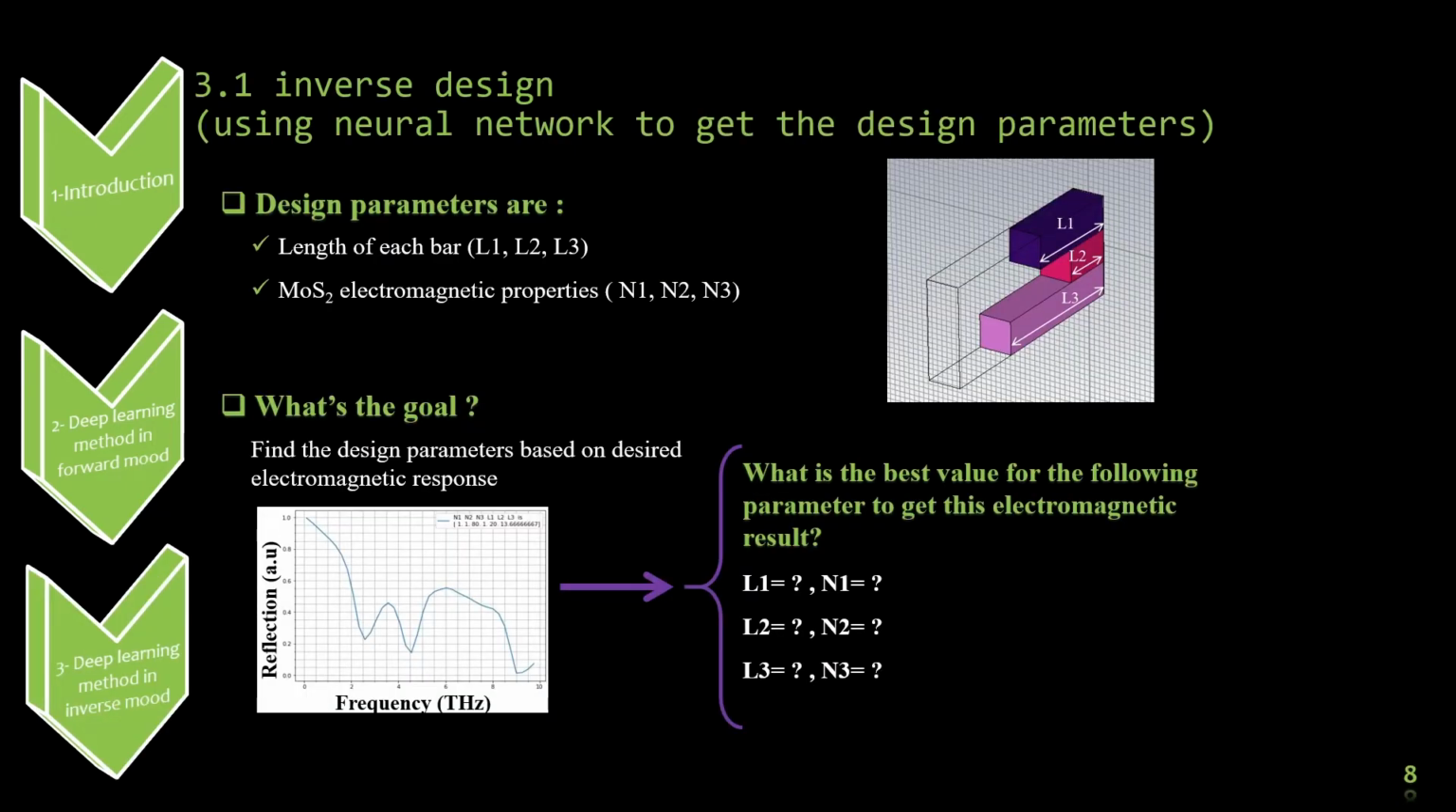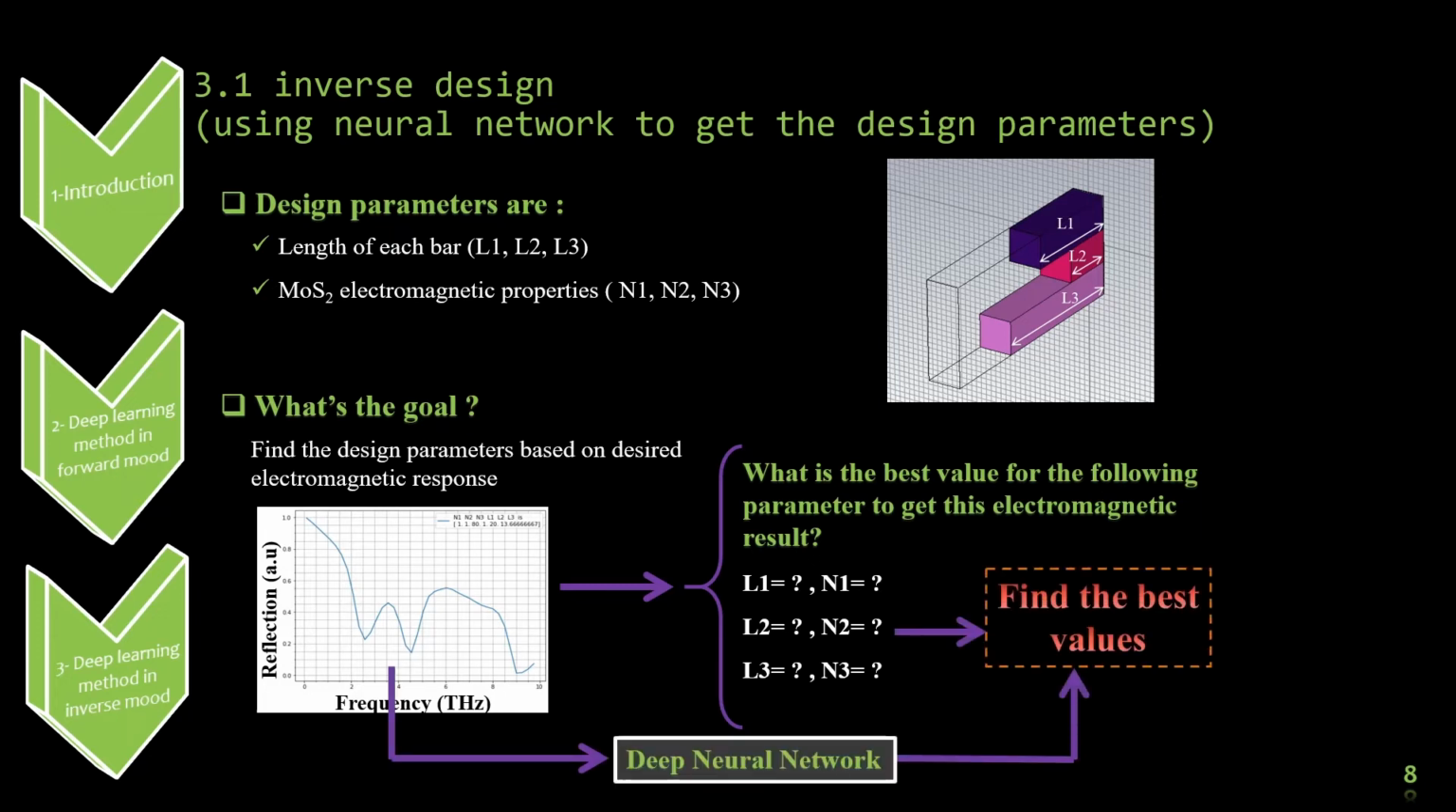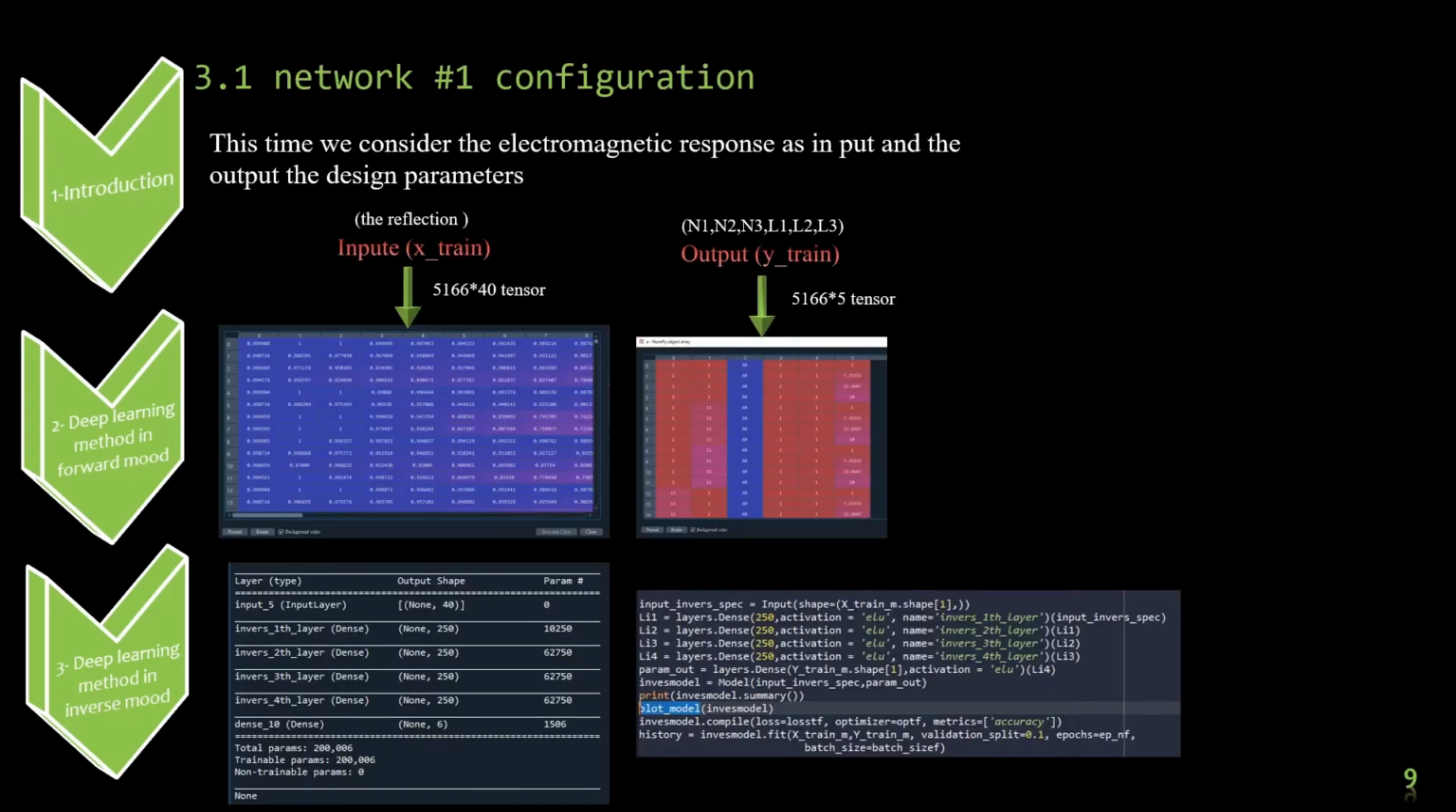So let's go to the second part, which is inverse design of the structure. It means that we want to have an electromagnetic response like this plot, but we don't know what's the best value for our design parameters. So we can train a neural network like this, where we consider this as our input and consider the parameter values as output. I did this, but there is a problem here.